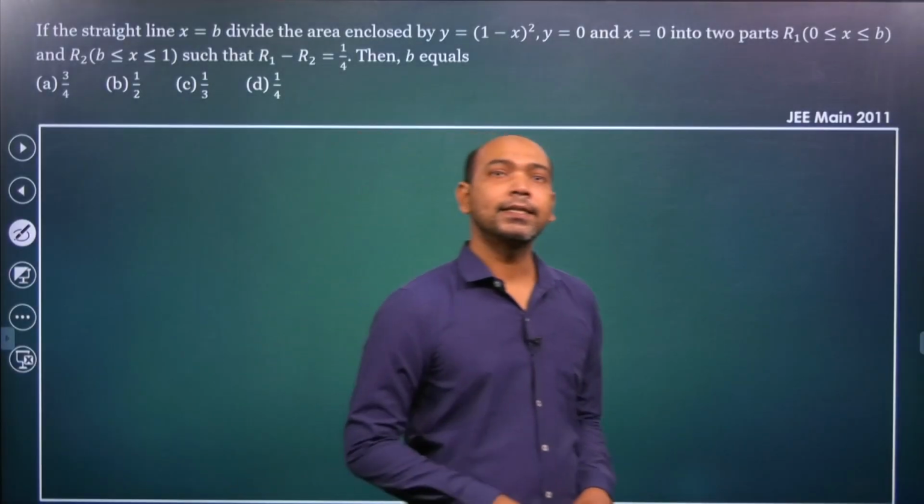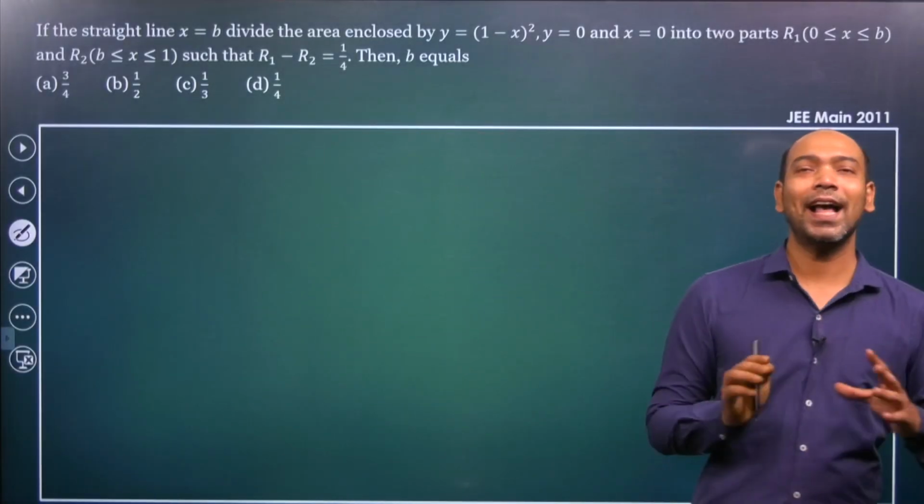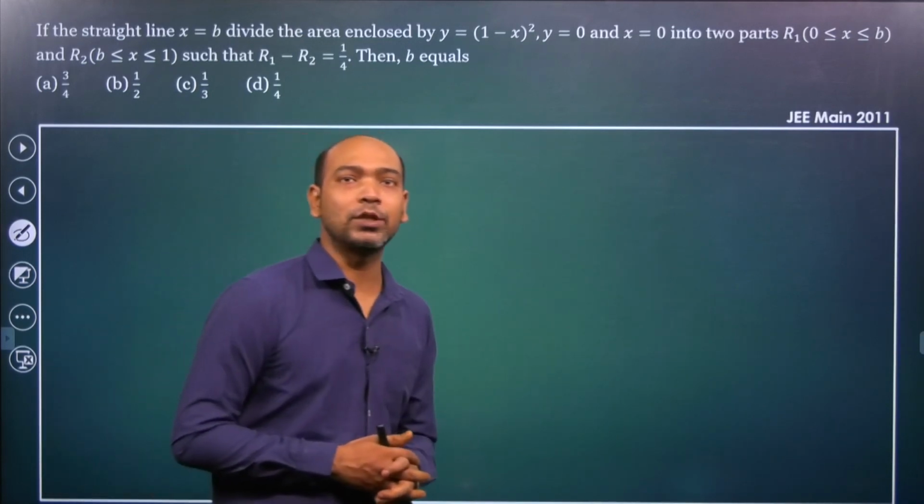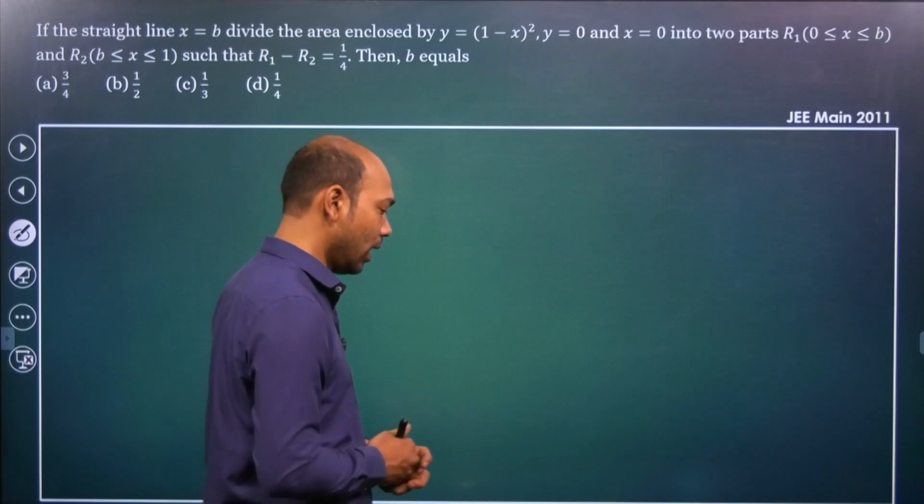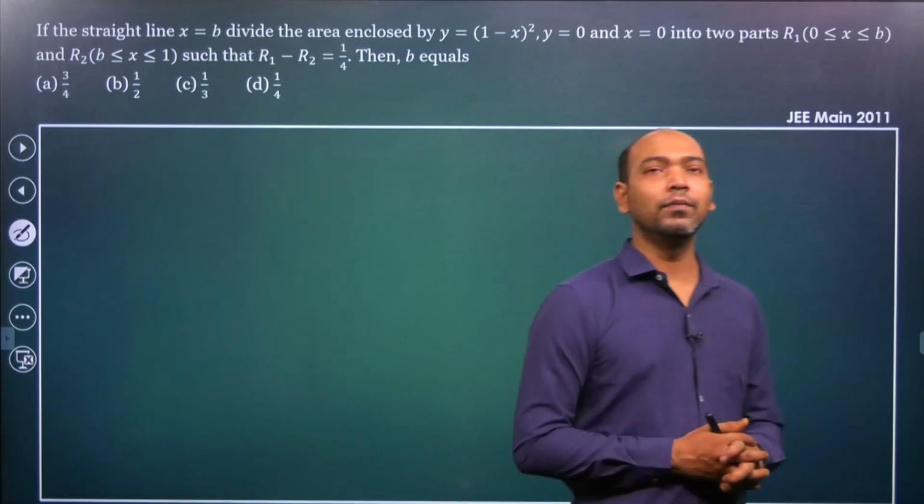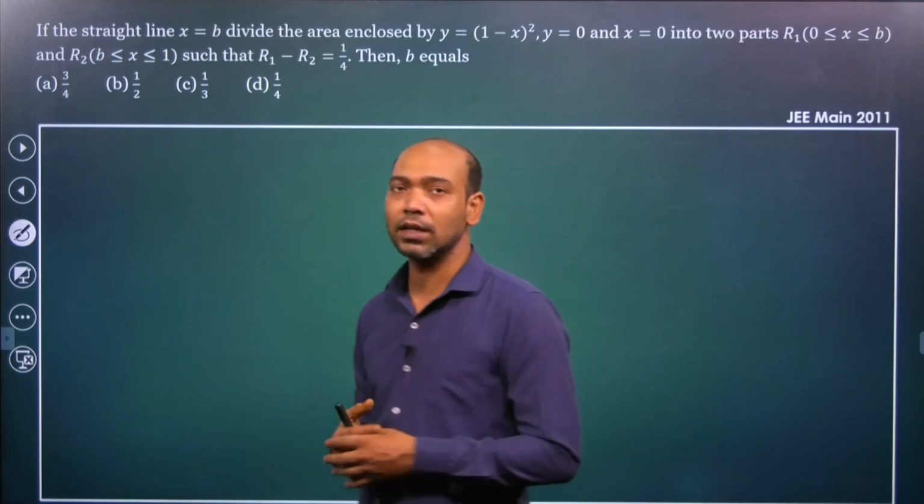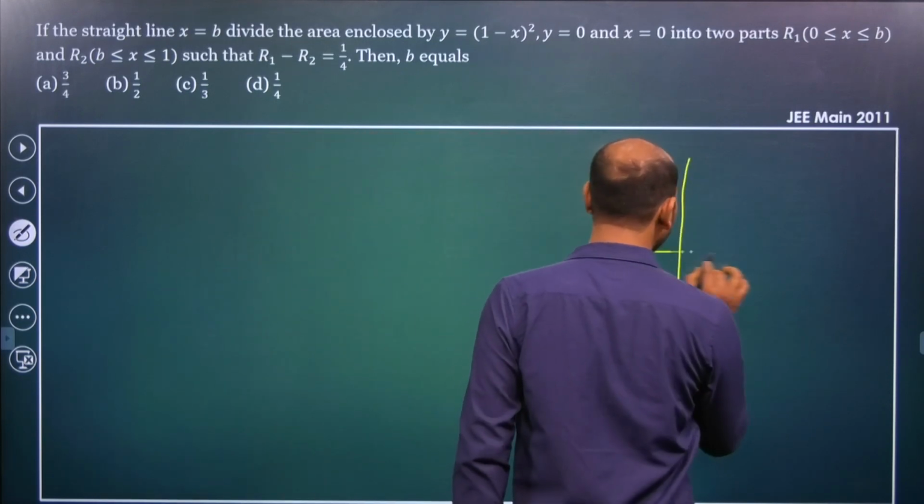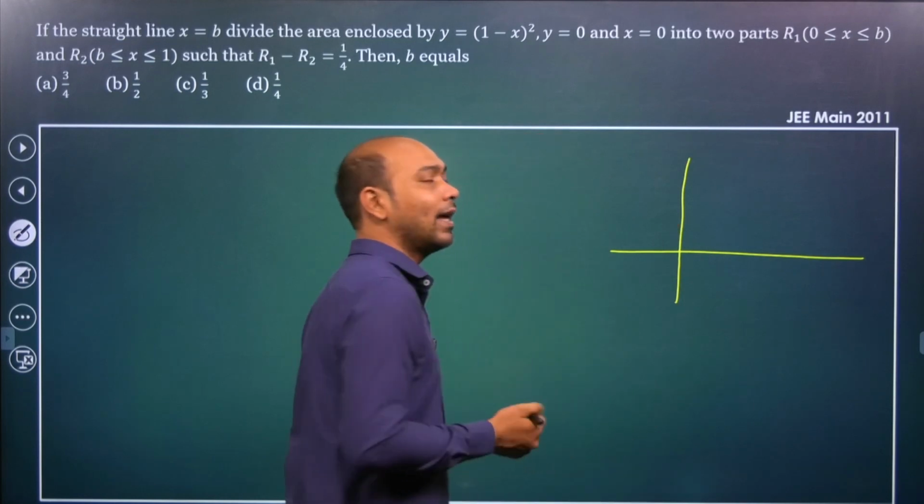Hi all. In this particular problem, we are given a curve. So first we try to draw it. What is the curve? It's y equal to (1 minus x) whole square. How can the curve look like? That's our first concern of any area problem. So if we don't know how to sketch any graph, that's actually the problem.